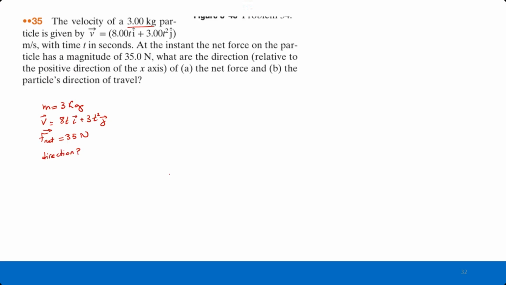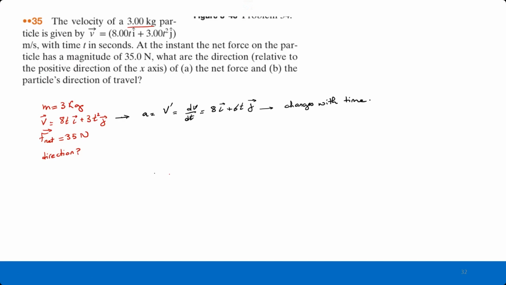Let's take a look at the question again. What do we have? We have the velocity given to us and the magnitude of the net force. And we want to deduce the direction of this net force. One thing I can do is look for the acceleration, because from the velocity I can deduce an expression for the acceleration. A is equal to the derivative of v. Do you all agree? This is v prime, or the derivative of v with respect to time. Derive this equation as we did in kinematics. I'll have 8i plus 6t j. The derivative of 3t squared is 6t. I got my acceleration, which is changing with time.